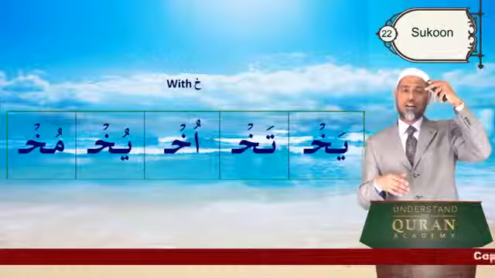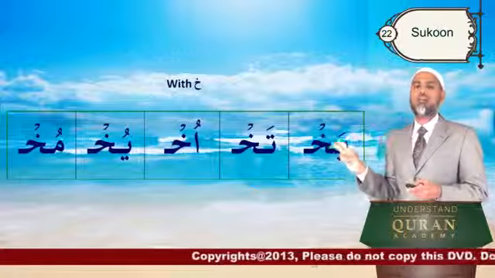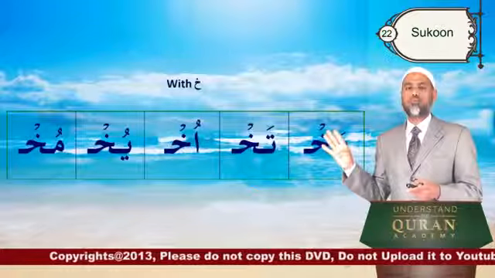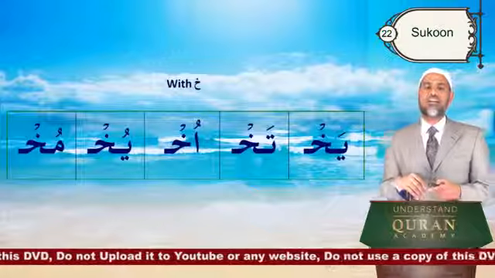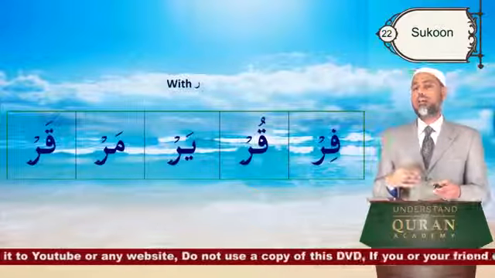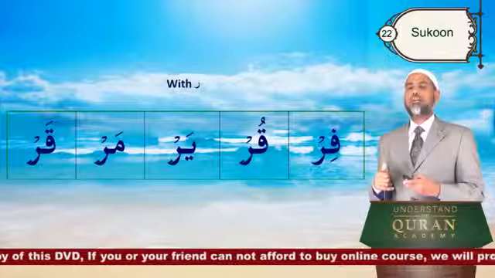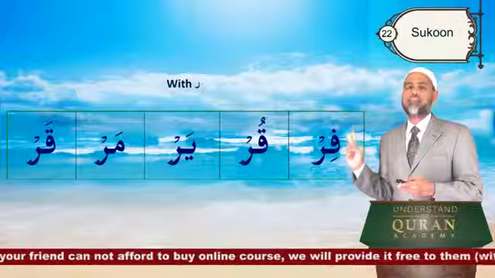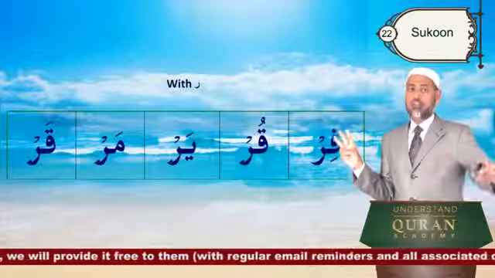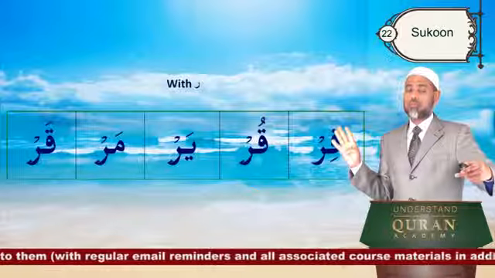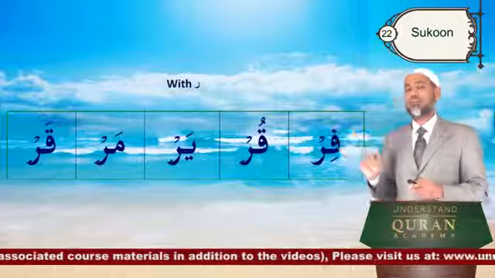Kha is high sounding. Okay, don't say yakh. Yakh, takh, ukh, yukh, mukh. Let's take with ra. Whenever ra is preceded by fatha or dhamma, you say it thick. Otherwise it is thin. Fir, qur, yar, mar, qar. Okay, last four are thick.